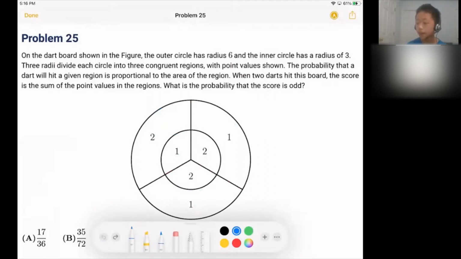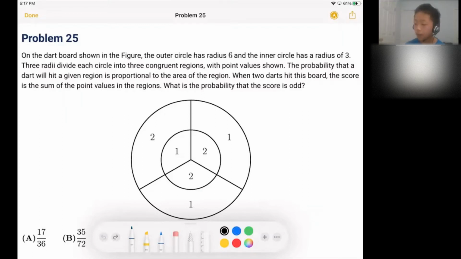And we're given the outer circle has radius 6, inner circle has radius 3, and we're given that the probability that a dart will hit a given region is proportional to the area of that region. So we're given when 2 darts hit this board, the score is the sum of the point values in the regions. So we want to know what is the probability that the score is odd. Normally, before we get to the actual calculations, let's first find the probability that if I were to throw a random dart, it just lands on a 1, right?